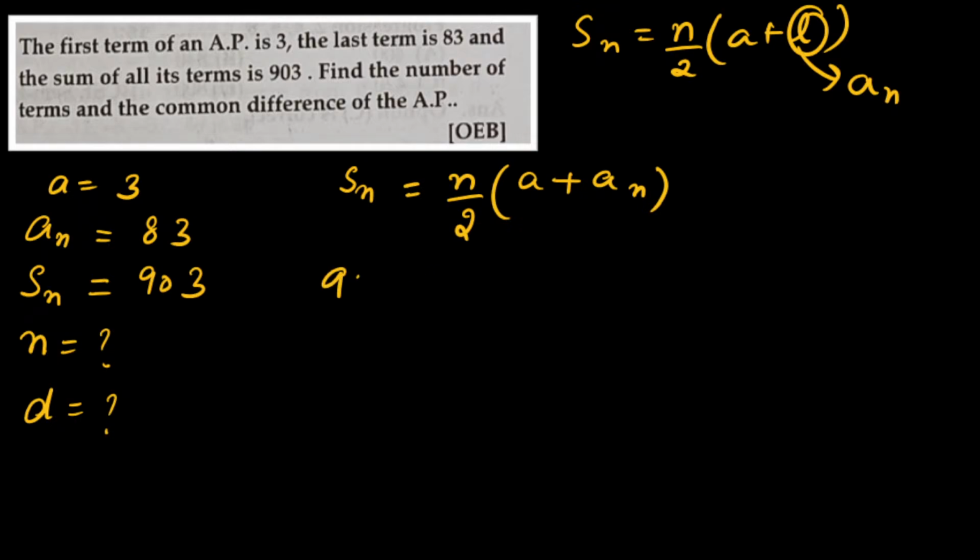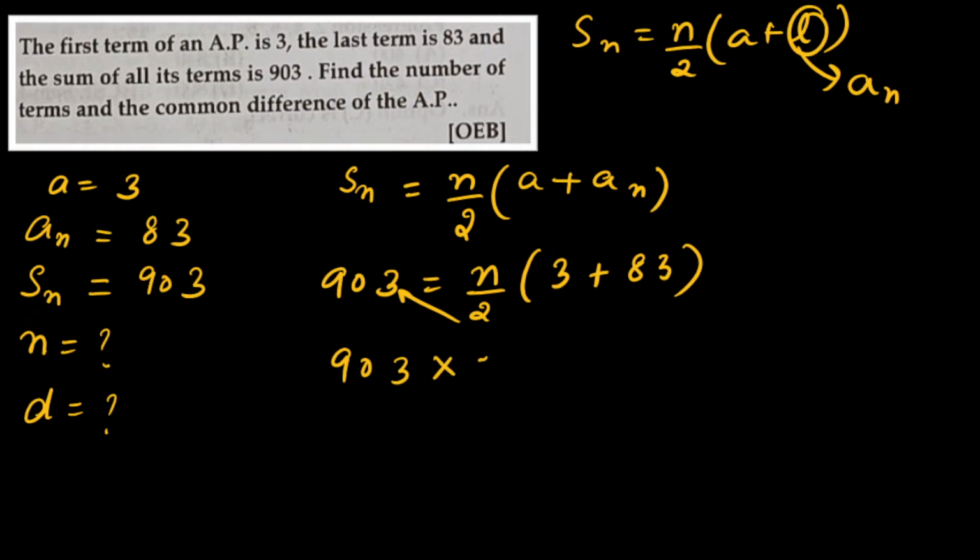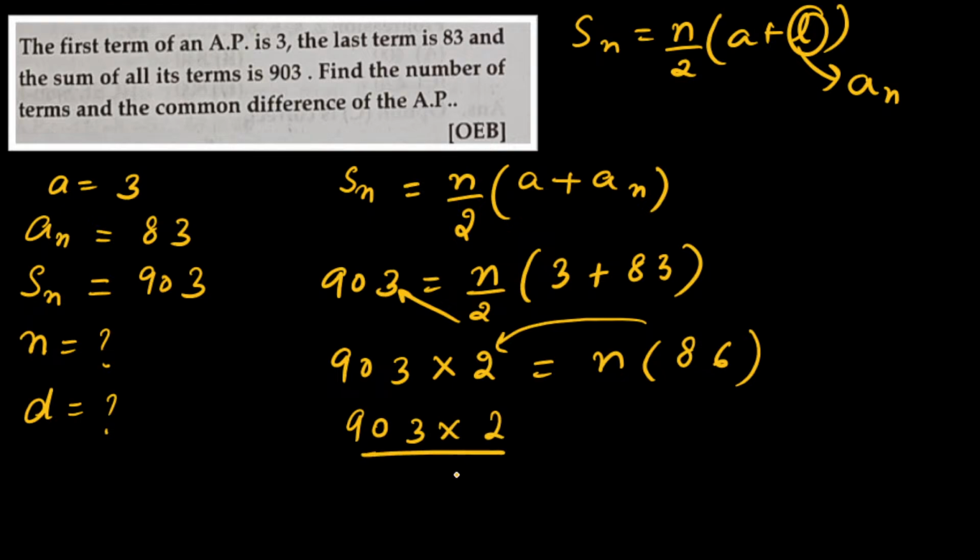So Sn's value is given to us as 903, n we don't know, a we know it's 3, and an also we know it's 83. So 903 equals n by 2 into 3 plus 83, which is 86. Let's shift this 2 to the other side, it will get multiplied. Let's shift 86 also to the other side, so 903 into 2 divided by 86, because here 86 is getting multiplied.